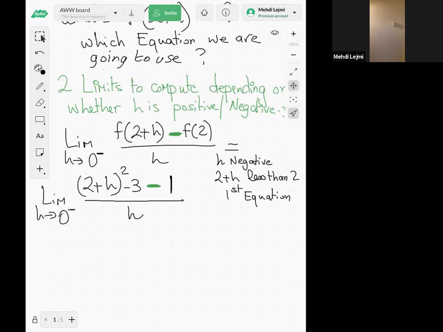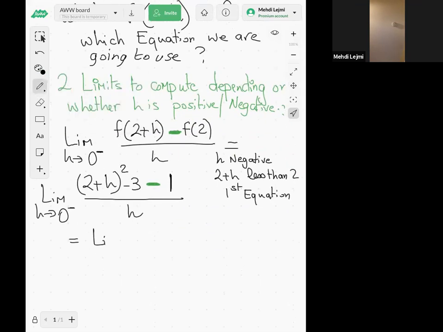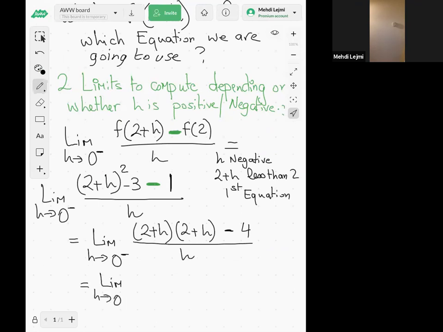So this is limit h going to 0 minus. You have to distribute 2 plus h times 2 plus h, and then there's minus 1, so that would be minus 4 over h. Right? So now we have to distribute 2 plus h times 2 plus h. You're going to have four terms. 2 times 2 is 4. 2 times h is 2h. Plus h times 2, that would be another 2h. Then h times h, that would be h squared. And then there's minus 4, of course, the whole thing over h.